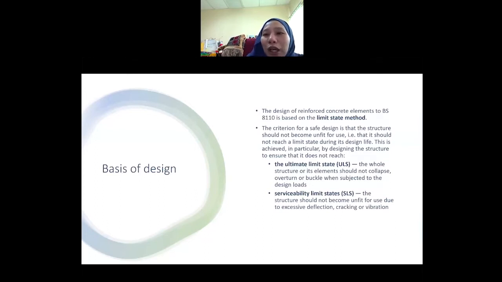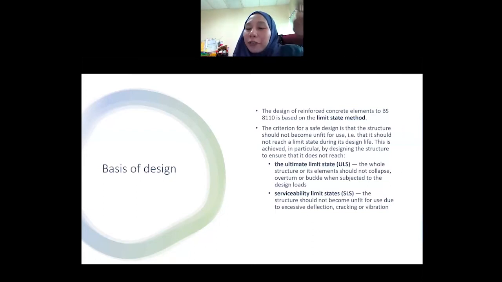Okay, throughout design life dia. For example, you bina bangunan for 50 years life. So for 50 years life, that bangunan tak boleh collapse. Mesti masih ada lah. Mesti durable as the design life lah. Maksudnya macam tu eh. So that's why we need this limit state. We don't want it to exceed the capacity that bangunan tu boleh support. Contohnya macam tu eh.